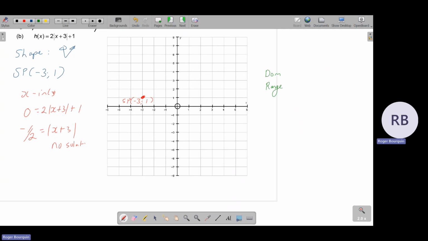Right, so Nina, how do I find the y-intercept? The one except you, so, see, x was 0. So we're going to end up with y equal to 2 times the absolute value of 3 plus 1, which is what? 7. Okay, so I'll get (0, 7). Okay.